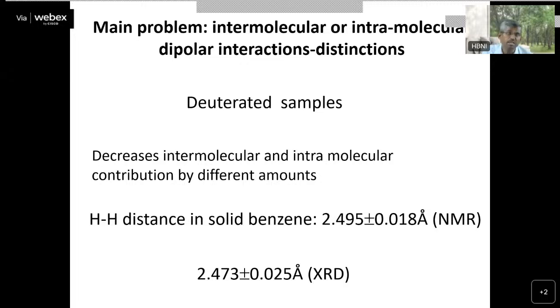So sometimes what happens is people deuterate the sample. Once you deuterate the sample, first of all, the gyromagnetic ratio is lower for deuteron compared to proton, and the magnetic moment is also less. As a result of this, you get a reduced value of the dipole-dipole interaction, and probably you can get some more information from the line shapes.